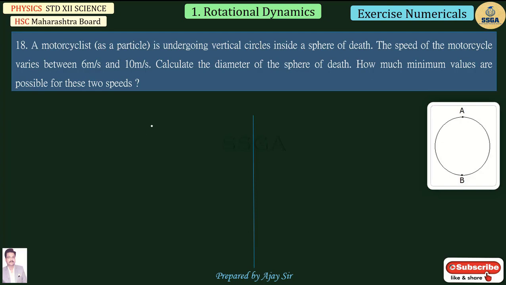So from the given information, the velocity or speed at point B is 10 meters per second, and at point A, the highest point or top point, the velocity is minimum, that is 6 meters per second. By using this information, first you have to find the diameter of the sphere of death.